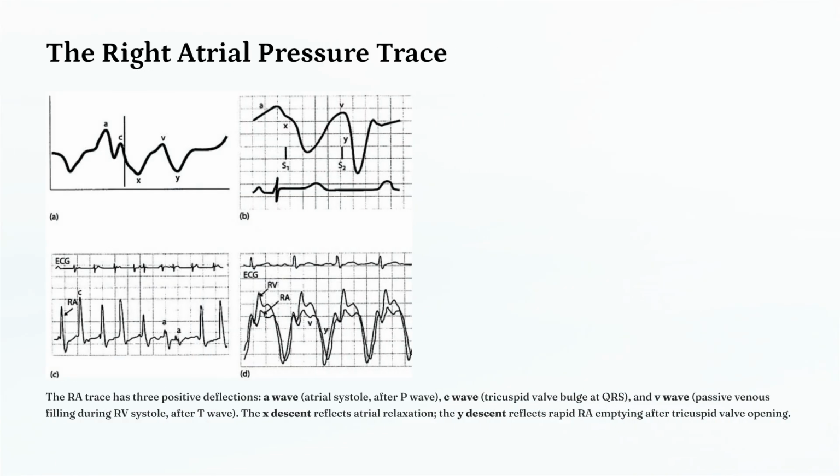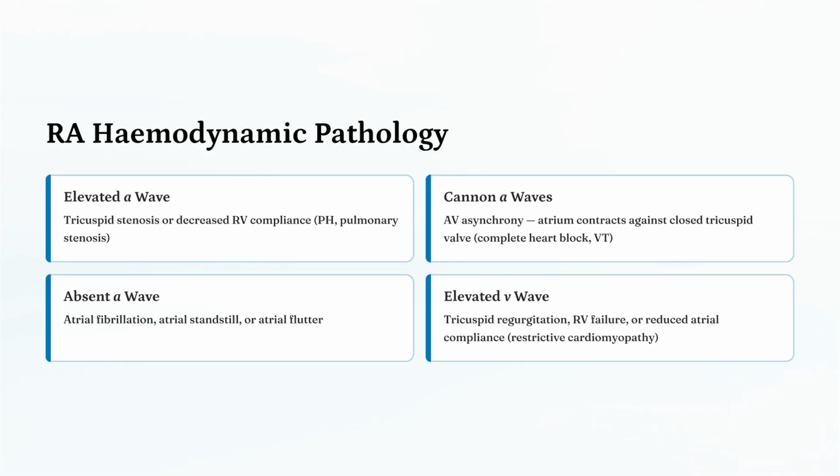The right atrial pressure trace displays 3 characteristic positive deflections, the A, C, and V waves. These correspond to atrial systole, the tricuspid valve bulge, and passive venous filling. Additionally, the X and Y descents provide critical insights into atrial relaxation and emptying. Pathological changes in the right atrial waveform help diagnose specific conditions.